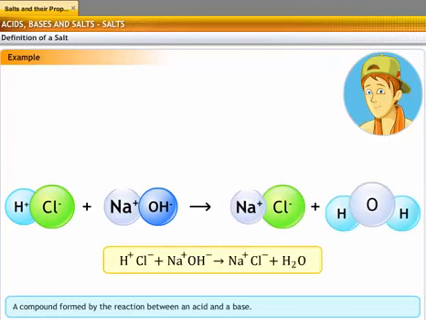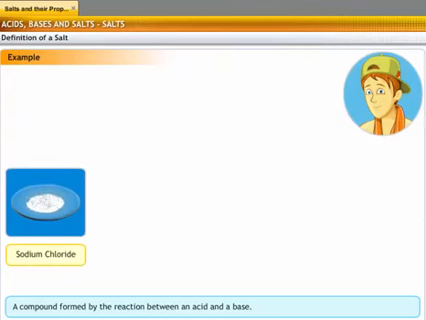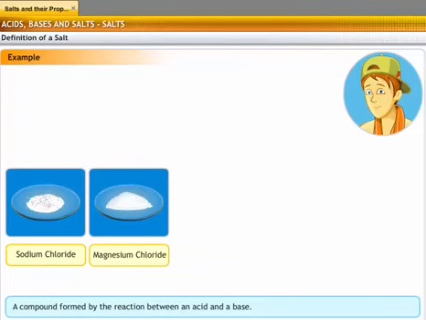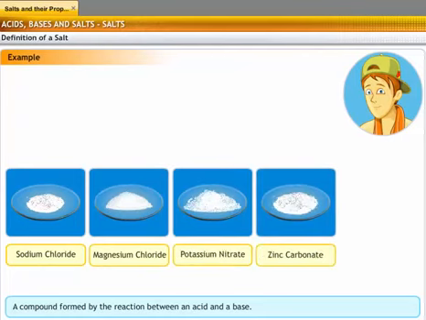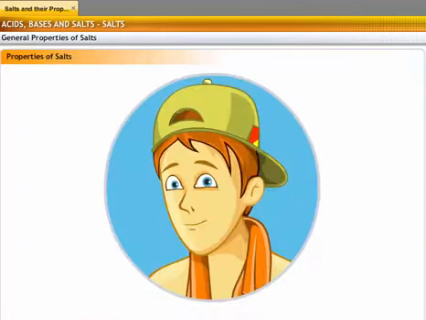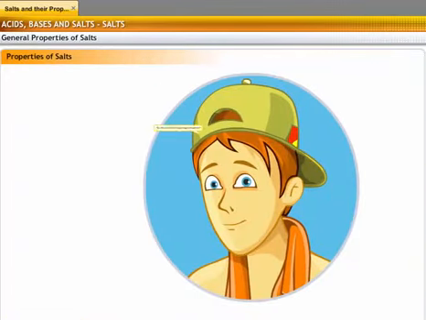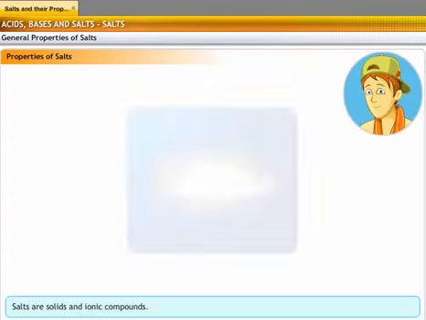a salt, is formed. Oh, salt which we use in our food? Yes, some salts like sodium chloride are edible, and other salts like magnesium chloride, potassium nitrate, zinc carbonate, and copper sulfate are useful to us. Do these salts have any unique properties?